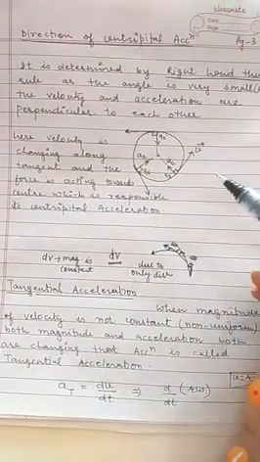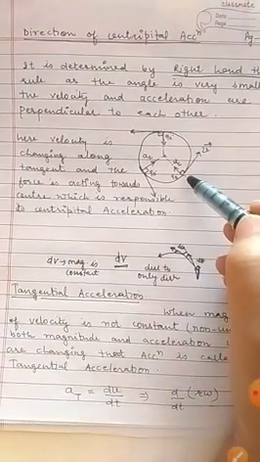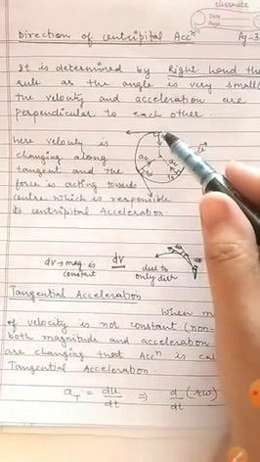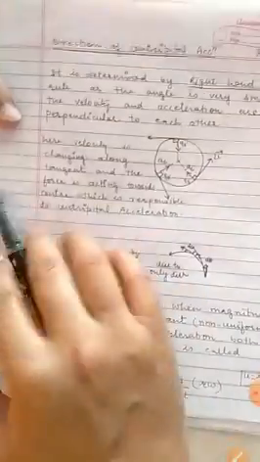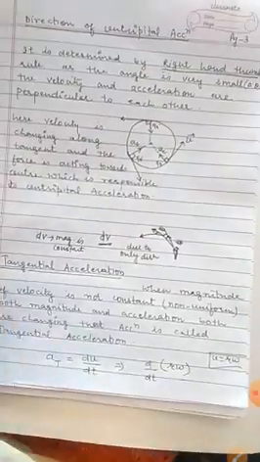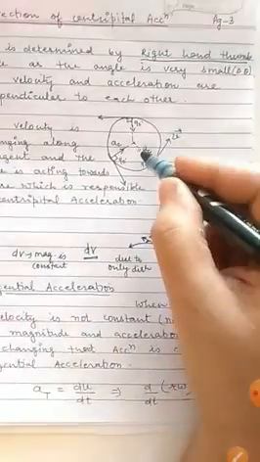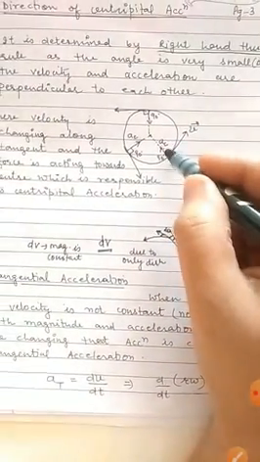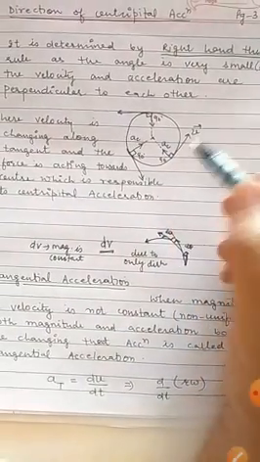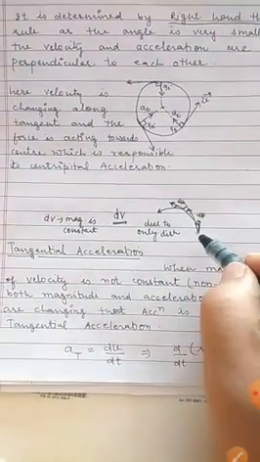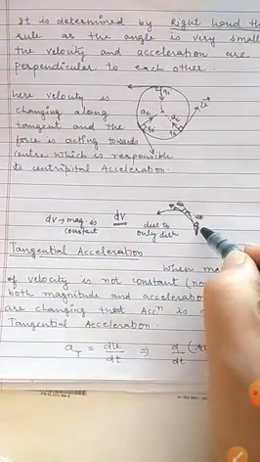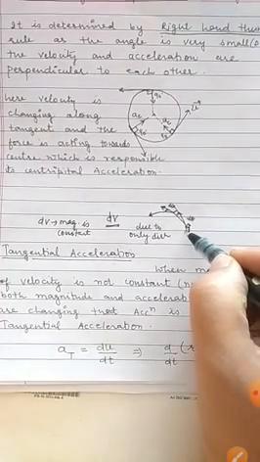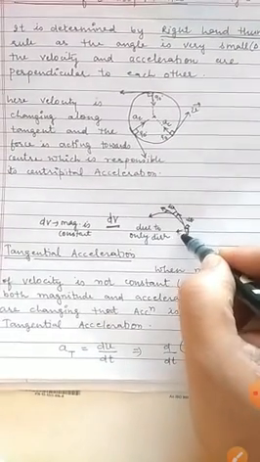What does the right hand thumb rule say? It says that if the curl of our fingers represents the anti-clockwise direction of motion, then the thumb represents the direction of centripetal acceleration towards the center. Here you can see one more picture. If this is the velocity of the particle and we apply a force towards the center, what will happen?